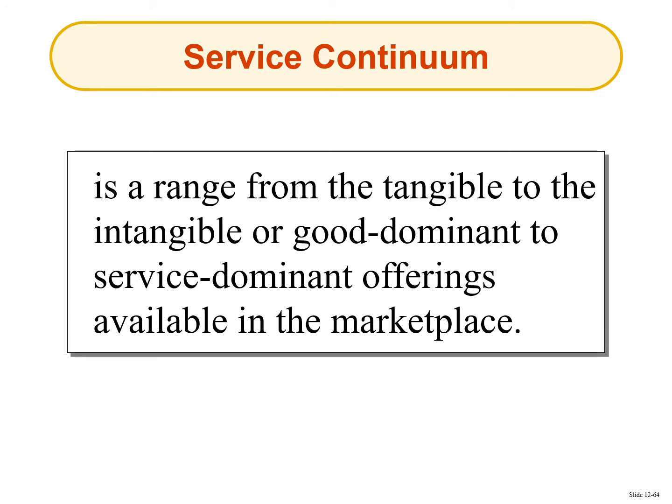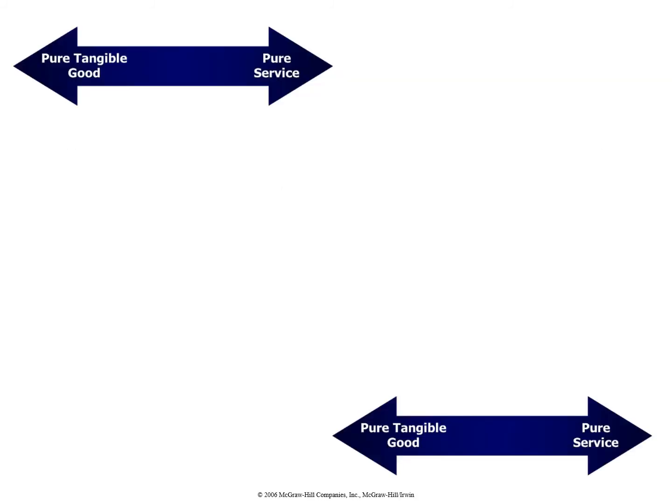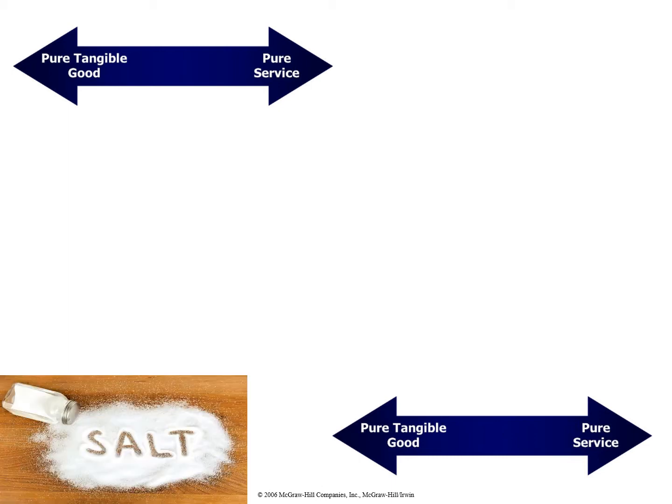It gives us a range from the tangible to the intangible, or good dominant to service dominant offerings that are available in the marketplace. And we'll look at an example for that. So on the left hand side, we see pure tangible good. On the right hand side, we have pure intangible service. For example, salt, a pure tangible good, right? There's no service attached to it.